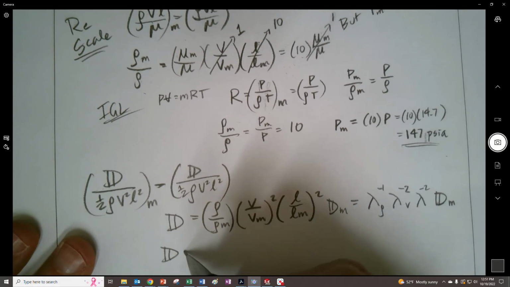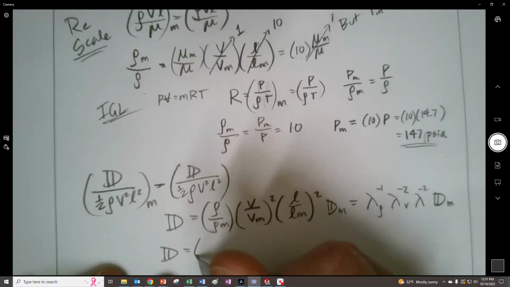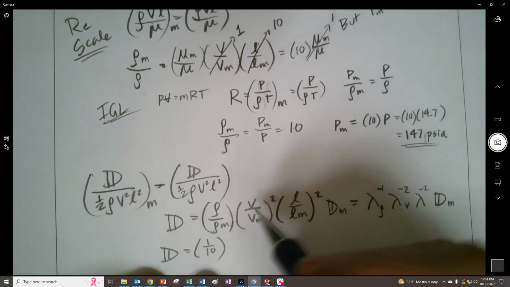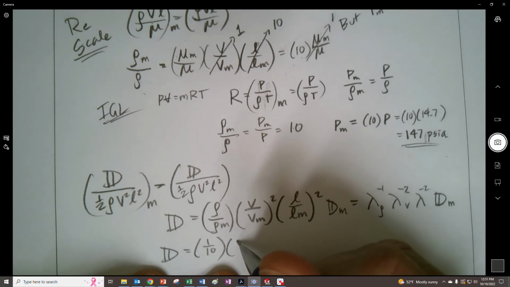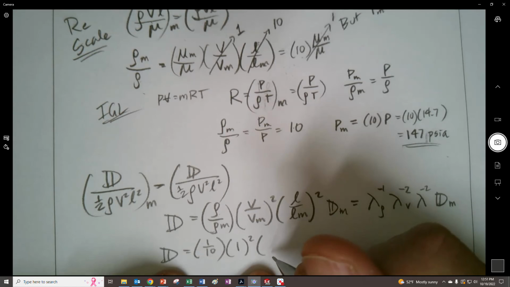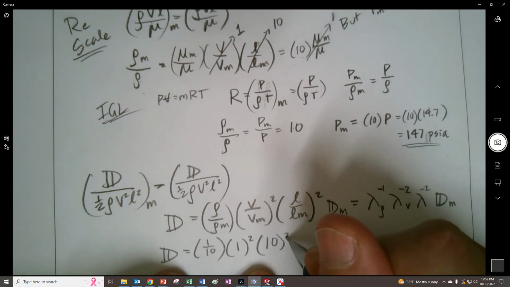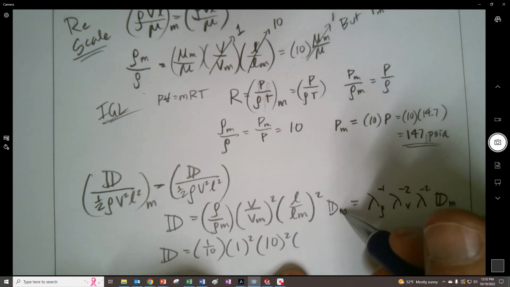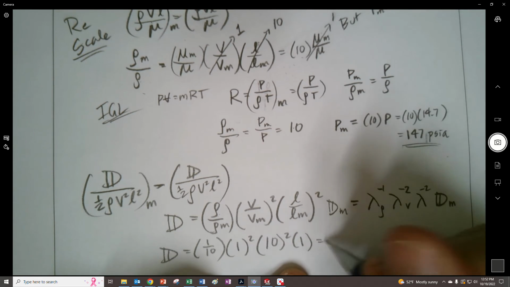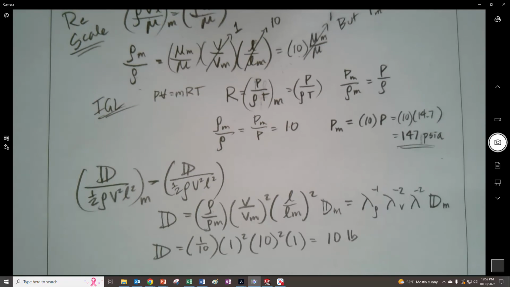So this right here is upside down, right? So that's 1/10. This velocity is equal, and then the scale is a 1 to 10, so this is going to be a 10, but it's squared. And then the drag that we get right here is going to be 1 pound. And what this ends up saying is that we're going to expect 10 pounds of drag for this.